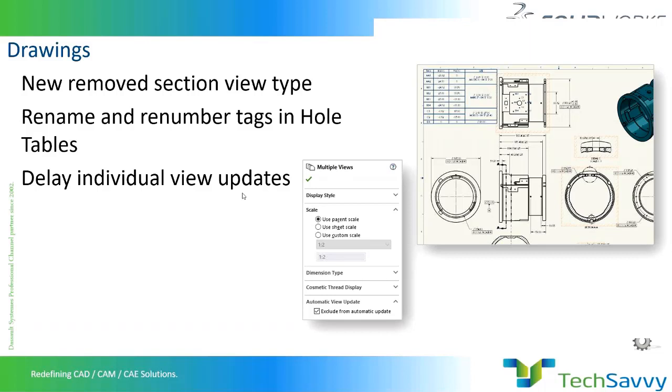Now in SolidWorks 2019, I can delay my individual view updates. So the moment I update the drawing, I have an option over here to exclude the views from automatic updates, or I can include all the views in the automatic update.